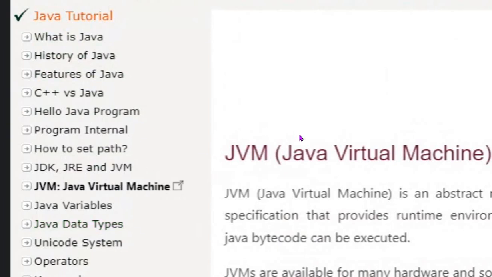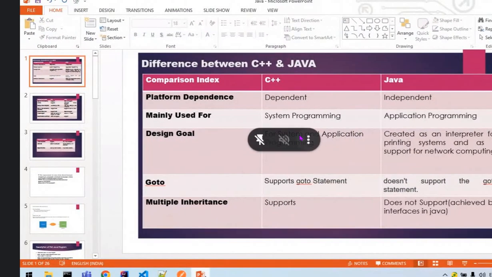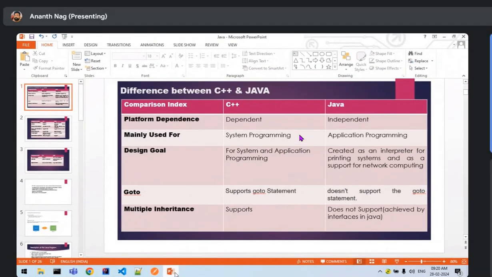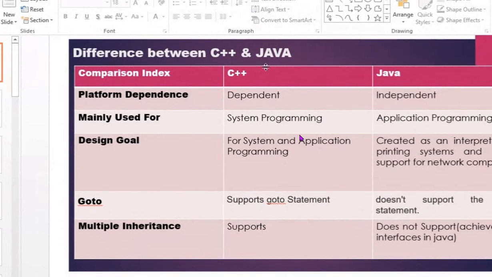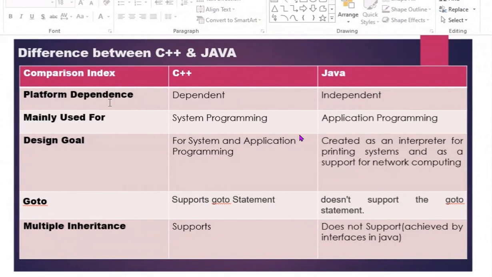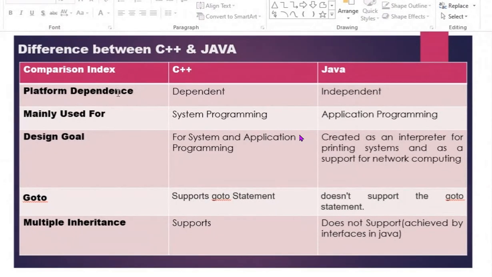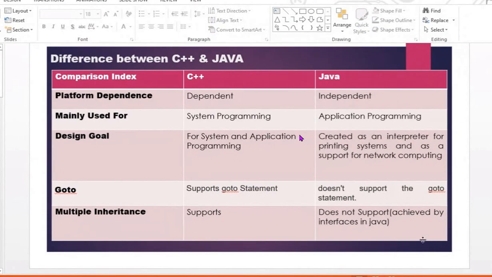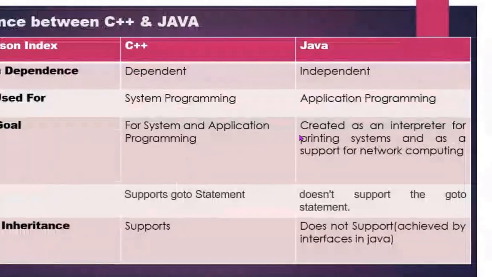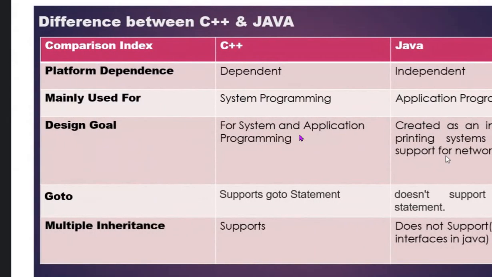Walk me through those topics and let's see. Shall I show my presentation? Yeah, this is the presentation, sir. As you asked me to do the PPT, I have done it. So here are the differences between C++ and Java. The comparison index is platform dependence. First one, this. Put it in view mode. One second. Can you see now, sir?